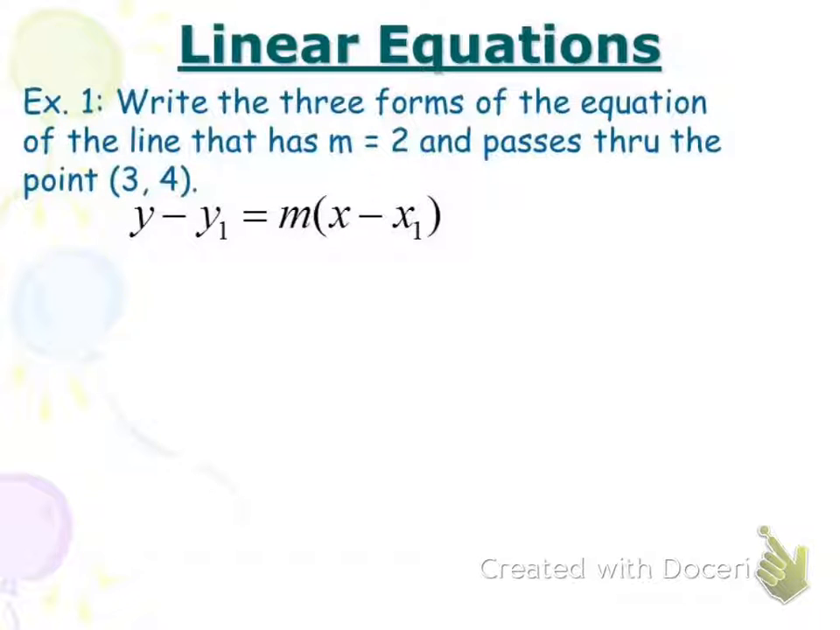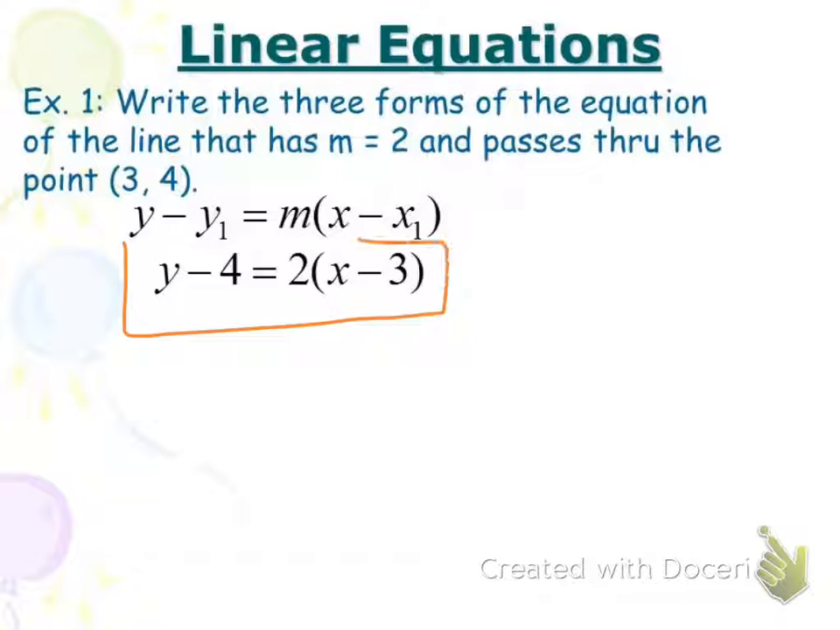The point slope formula requires a point and a slope. Here's my point, here's my slope. So I'm going to put 4 right there for y1, 3 right there for x1, and 2 right there for m. And that's going to give me y minus 4 equals 2 times x minus 3. Now the directions said to write all three forms of the equation. I'm done with one, right? I can stop right there and circle that one because that is the point slope form.